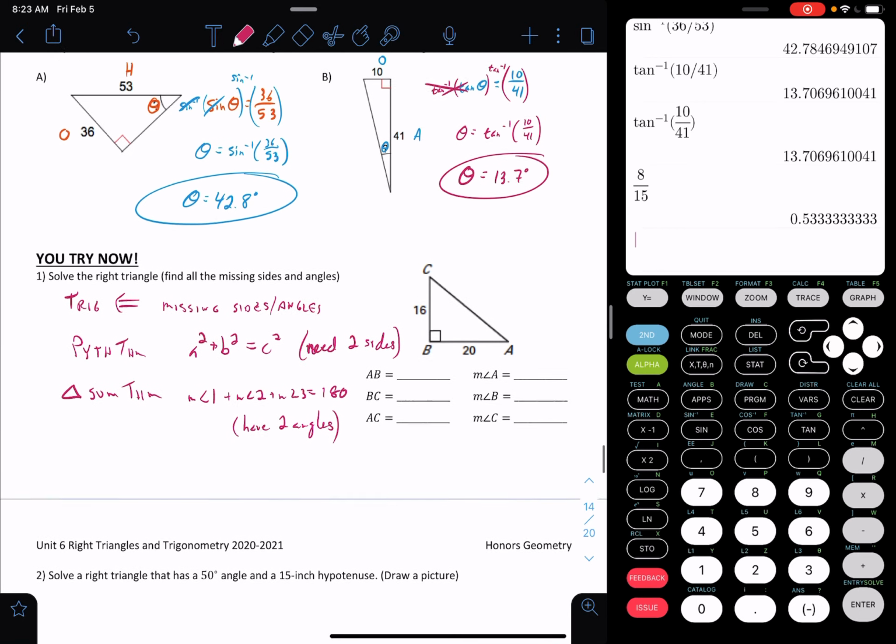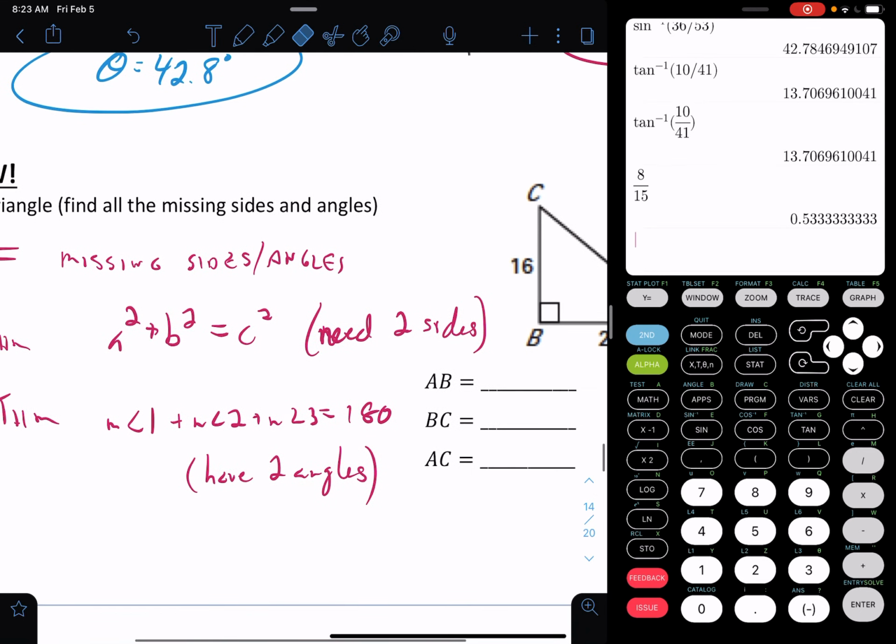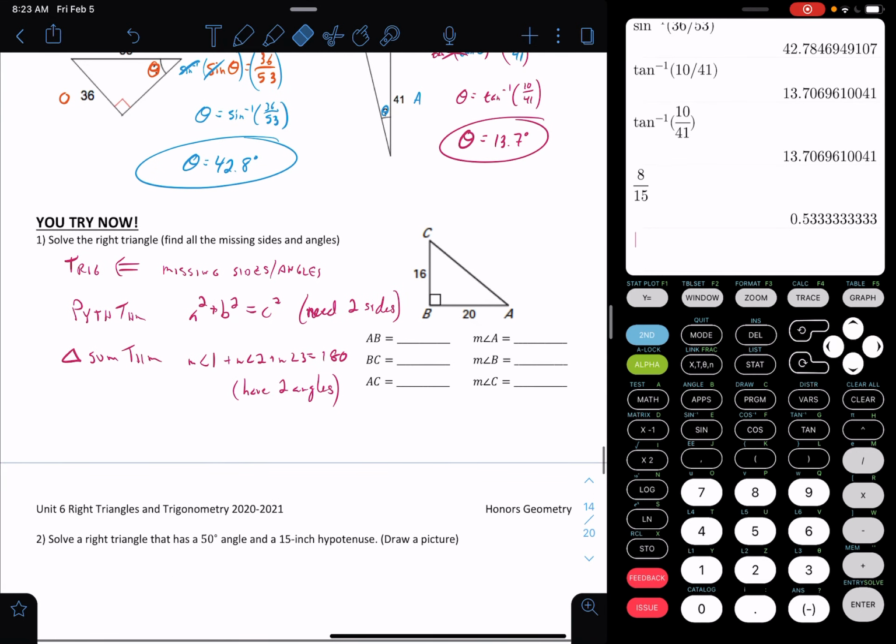So if I go up to these problems in this second triangle, I know one of my angles is 90. I know one of my angles is now 13.7, so I could easily find this third angle. I don't need to use trig again. So make sure if you're solving a right triangle or finding a missing side or angle, you are using the easiest method to do that. You've got trig, Pythagorean theorem, triangle sum theorem, something like that.